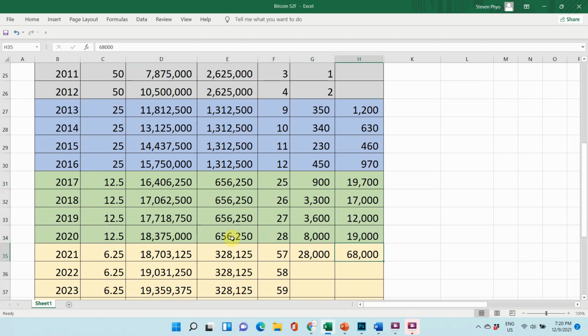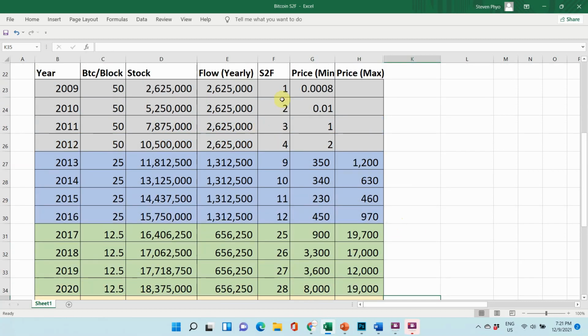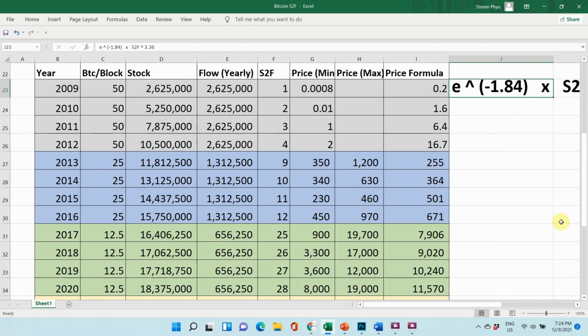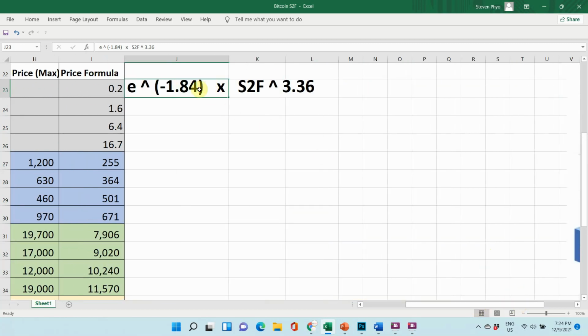Why did Plan B predict Bitcoin price to become 135k in December 2021? Economics is the science which studies human behavior. Most human behaviors are predictable statistically. If we draw the line of the Bitcoin price from 2009 to 2021, we will get an exponential curve. The formula is e to the power of minus 1.84 multiplied by S2F to the power of 3.36.